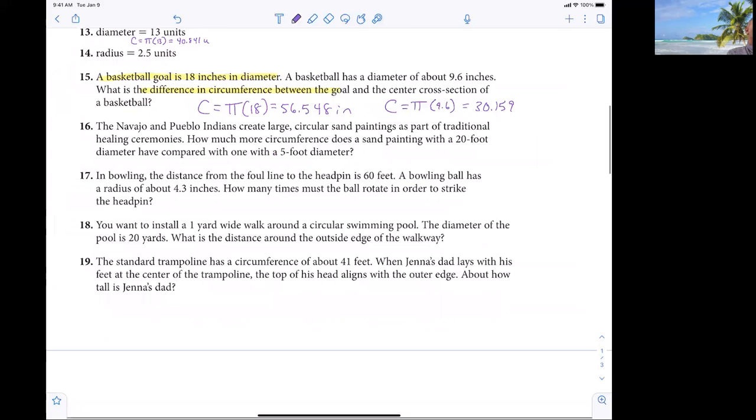So now the difference would be what? It's 56.548 minus 30.159, right? Yeah. And what does that answer? Anybody have any issues with that? Hey, Kay, did you hear what I said? Do you know what we're doing? All right, you found the circumference of the basketball goal and the circumference of the basketball, and then you subtracted them. All right, Cole, you're on 17.